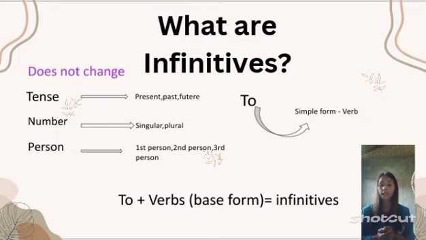It doesn't change as per tense, there is present tense, past tense, or future tense. Neither does it change by number, singular or plural, nor does it change by person, there is first, second, or third person. An infinitive will almost always begin with to followed by the simple form of the word. To plus the verb base form is equal to infinitive, or we can say by adding to the verb base form we get infinitive.